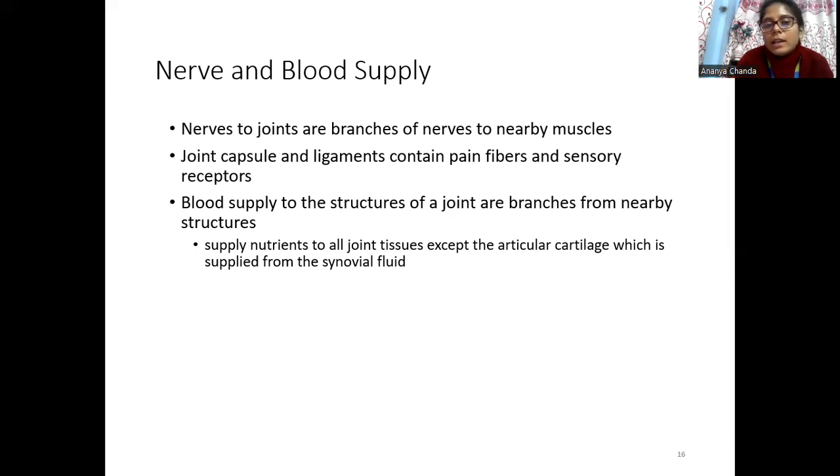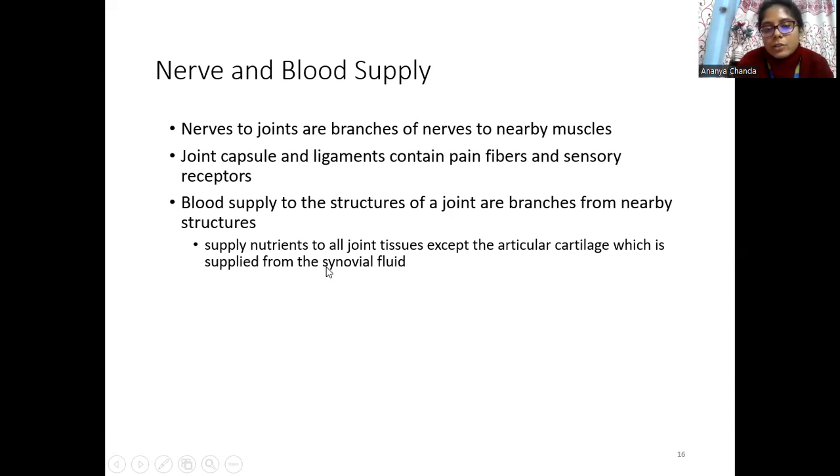So whenever there is a fracture of any bone, this nerve actually transmits this sensation, and that causes what? A pain-like sensation. Then comes the blood supply. The blood vessels to the structures of the joint are branches from the nearby structures.